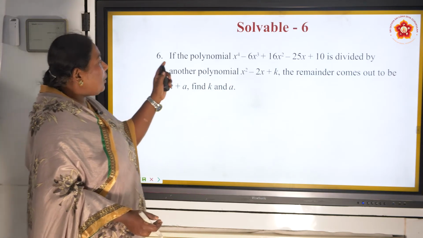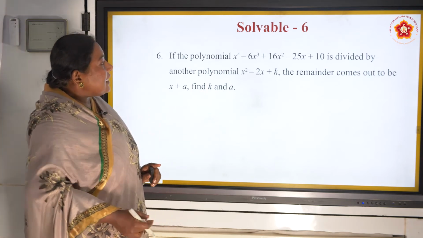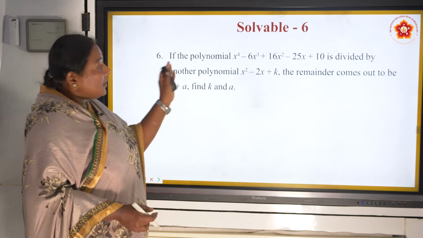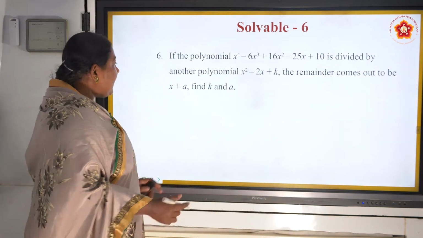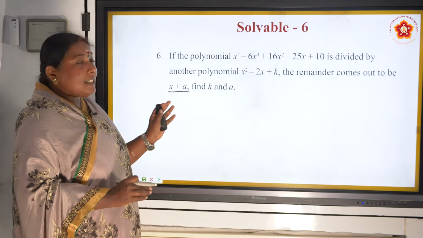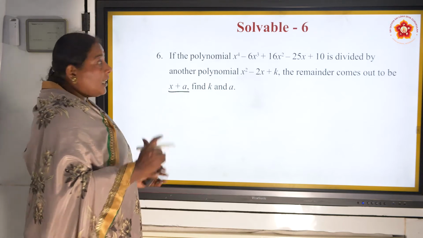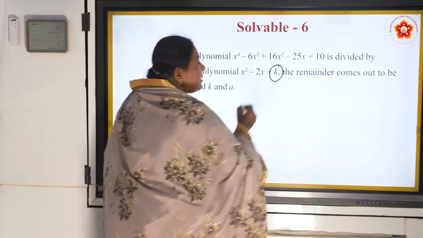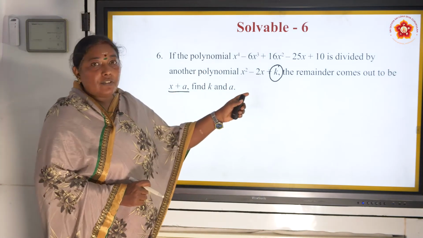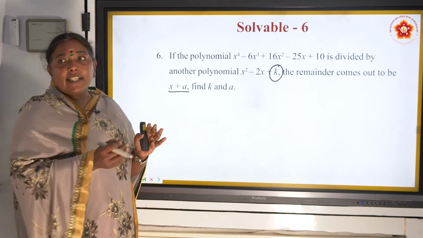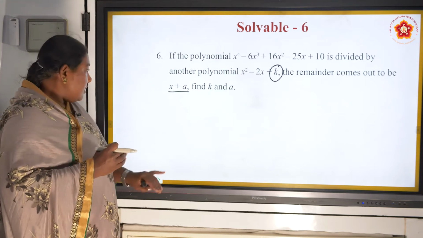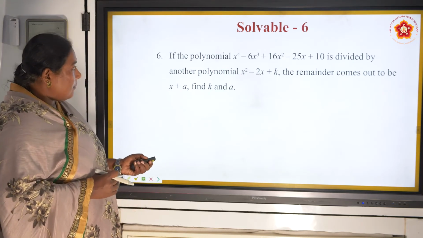Next, if the polynomial x power 4 minus 6x cube plus 16x square minus 25x plus d is divided by another polynomial, then I will get a remainder of x plus a. Here, this is a very, very important question. Please be careful while doing this. Here, we don't know what this number is. That is what we have to find out. So what we are going to do is just divide it, we will get the answer, and we have to compare it, right?